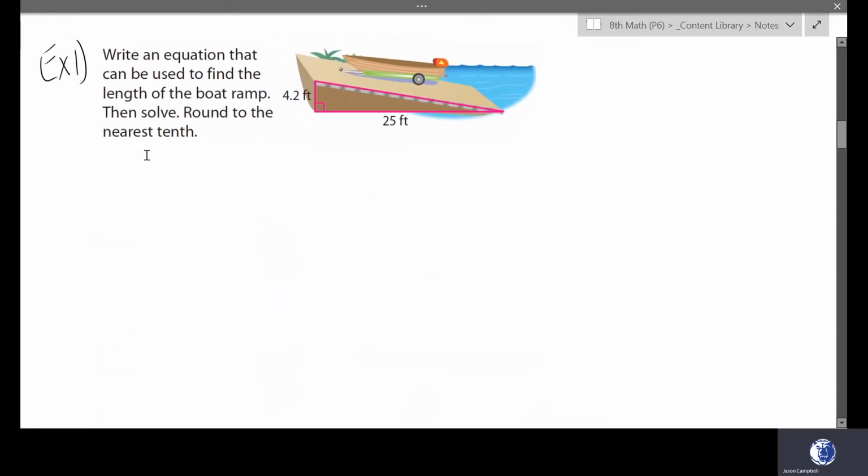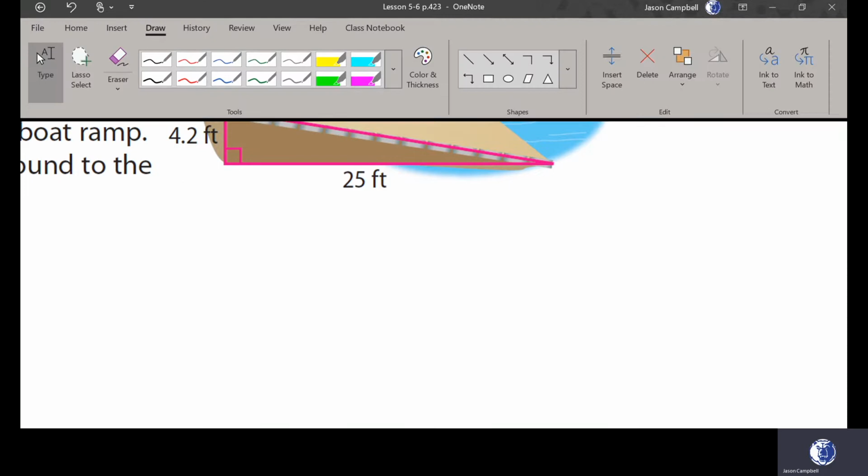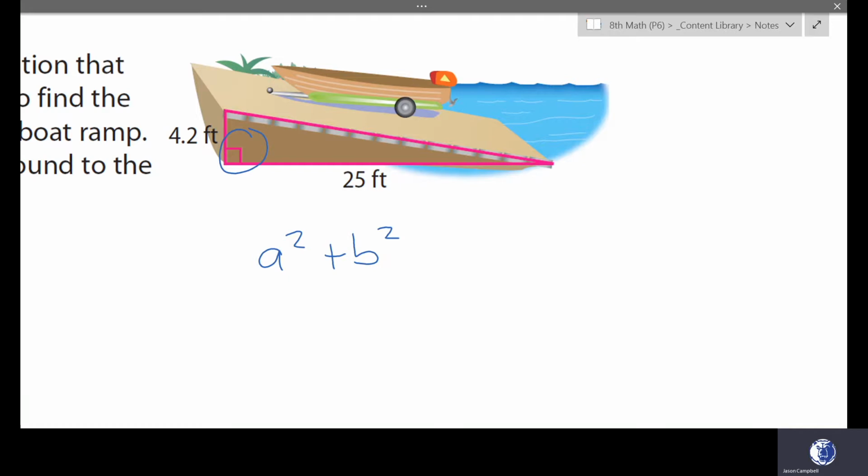Let's do it here in example 1. It says write an equation that can be used to find the length of the boat ramp, then solve, round to the nearest tenth. So we will use the Pythagorean theorem. Because this is a right triangle, a squared plus b squared equals c squared. It looks like we don't know our hypotenuse. So we will say 4.2 squared plus 25 squared is equal to c squared.